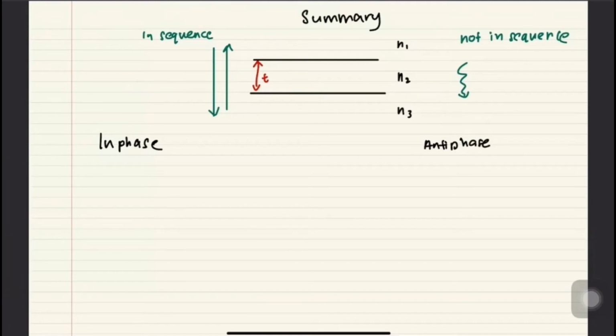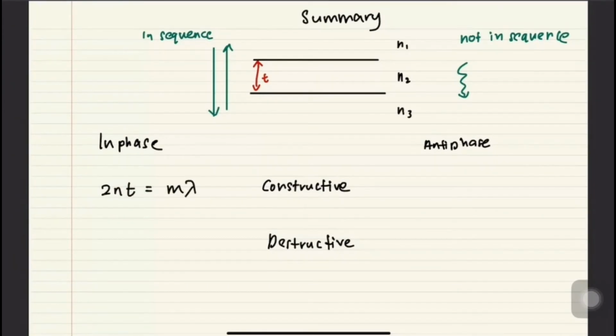Okay. And then once you identify it's in phase or antiphase, straight away you list down the formula for constructive and destructive. List down here. Saya kat sini. Constructive and destructive. Okay. So kalau in phase, there will be 2nt equals to m lambda. Destructive, 2nt equals to m plus half lambda.